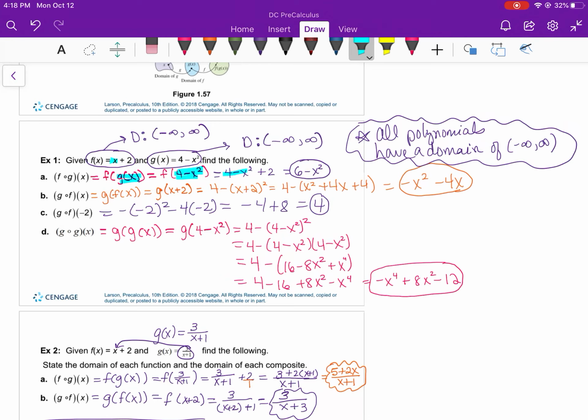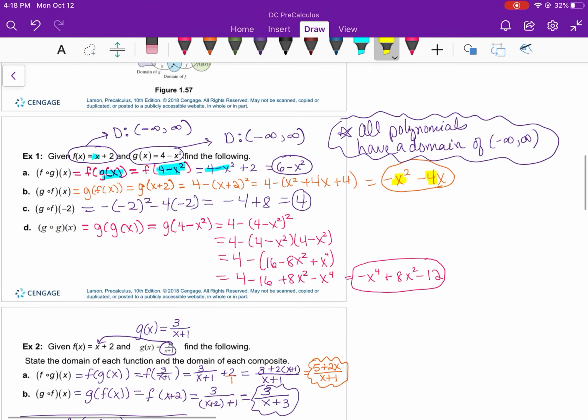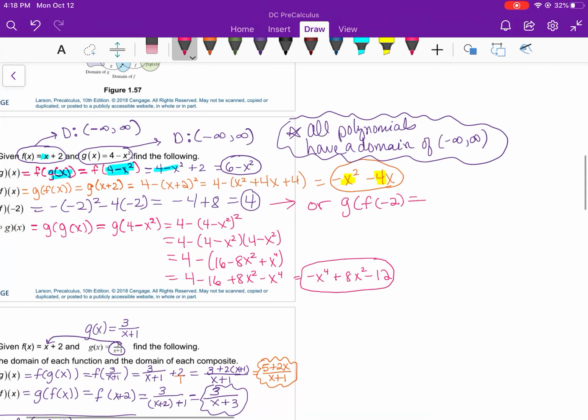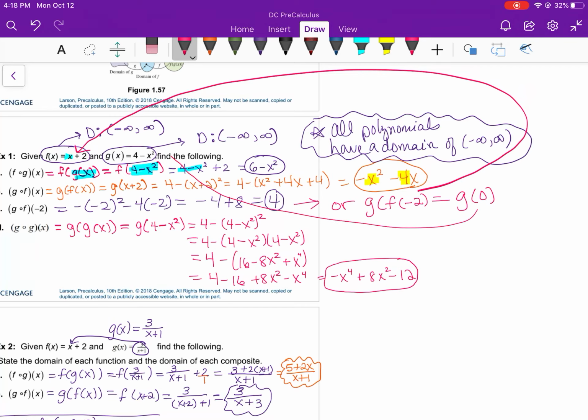And then we found the answer to b evaluated at -2. So we basically just took -2 and plugged it in here and found 4. Now the other way to do this problem would be to take g of f of -2, and if I plug -2 in here, I would get 0, so g of 0. Now I take 0 and I plug it in there, and I would get 4. So that's the other way to get the answer of 4.